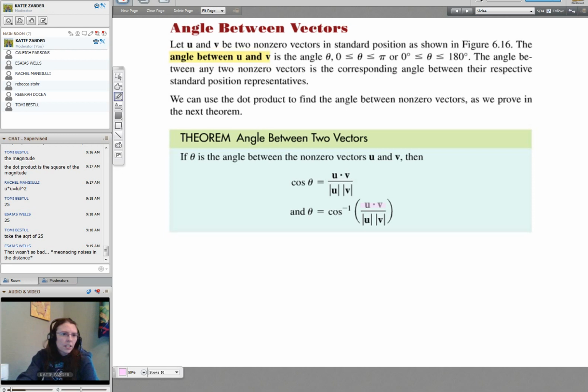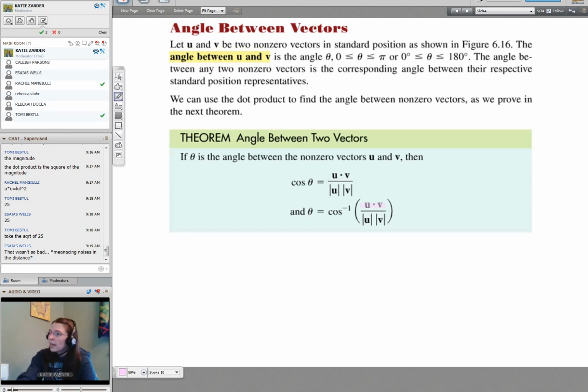I'll give you a moment to jot that down. When you have it copied, go ahead and give me a check mark or a red X, and we'll take a look at an example. Actually, I think I got two examples of finding the angle between two vectors for us.